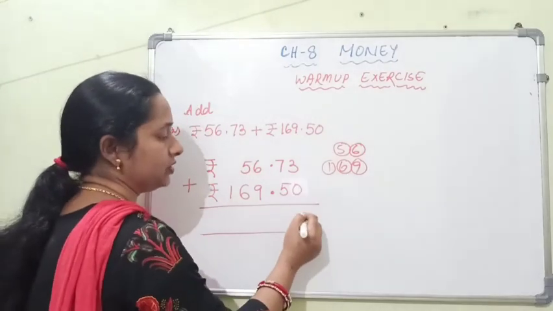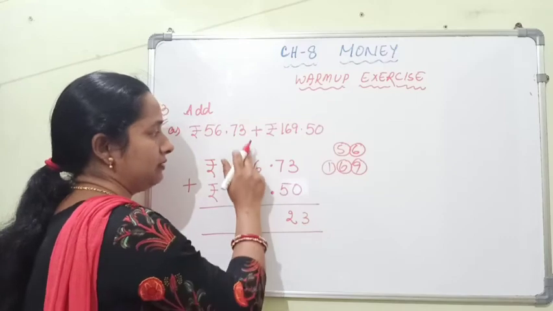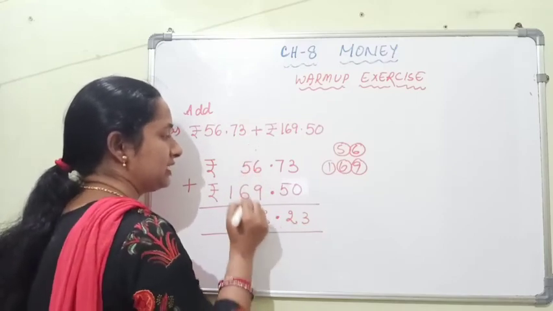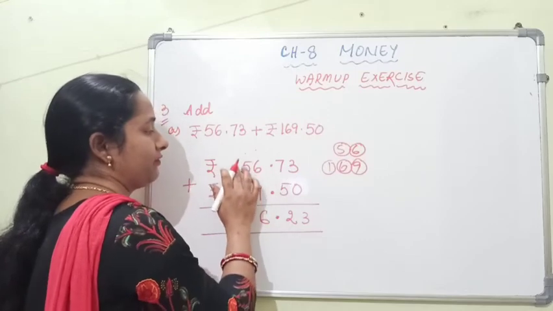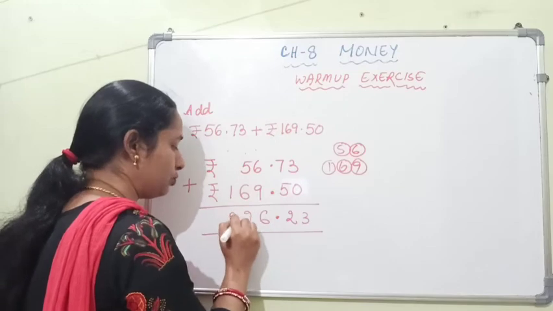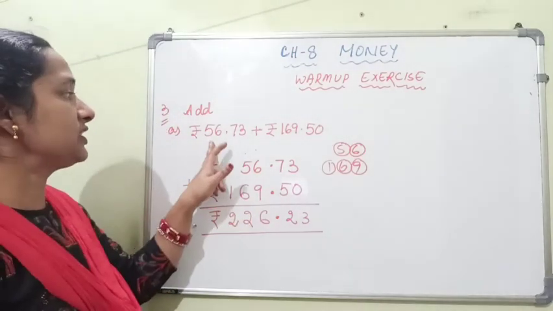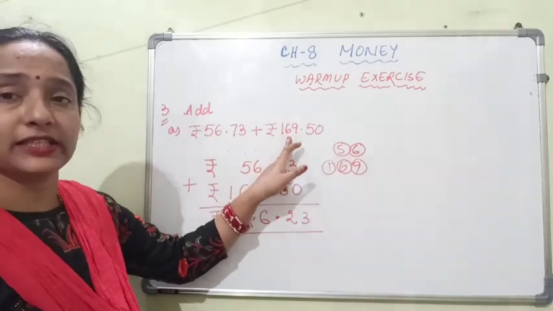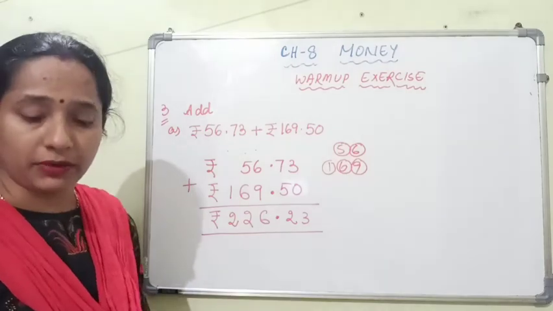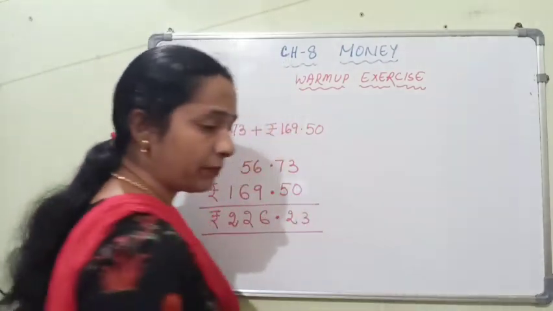Now add them. 3, 7 plus 5 is 12, 2 and 1 carry, 9 plus 1 is 10, 6 is 16, and here you have to put the point. 6 and 1 carry, 6, 5 plus 1 is 6, 12, 2 and 1 carry, 1 plus 1 is 2. So your sum of rupees 56 and 73 paise and 169 rupees 50 paise is 226 rupees 23 paise. Understood? Similarly, you will follow the same for subtraction also.